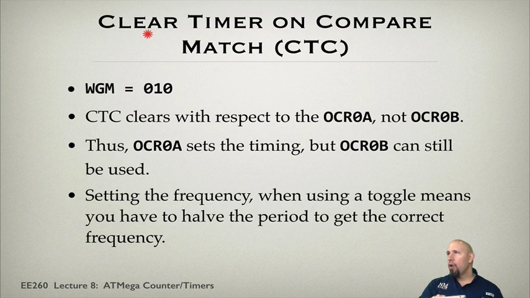Okay, so the mode clear timer on compare match, basically we set the waveform generator mode bits this way. In this case, the CTC clears with respect to output compare register A, not output compare register B. So remember, output compare register A sets the timing, but that does not mean output compare register B can't be used. It can. And so in setting the frequency, when you use this, it's common to use a toggle. And so if you use a toggle, that means to get the thing to work properly, you have to set the period in half to get the correct frequency. So that's something just to keep in mind.